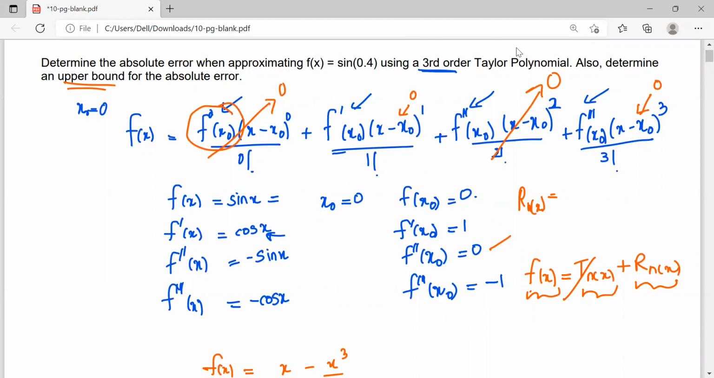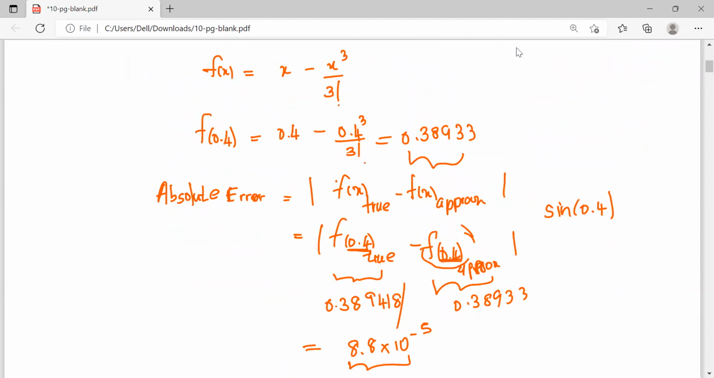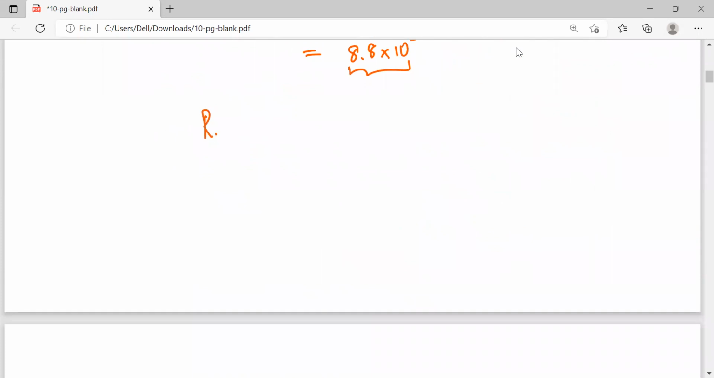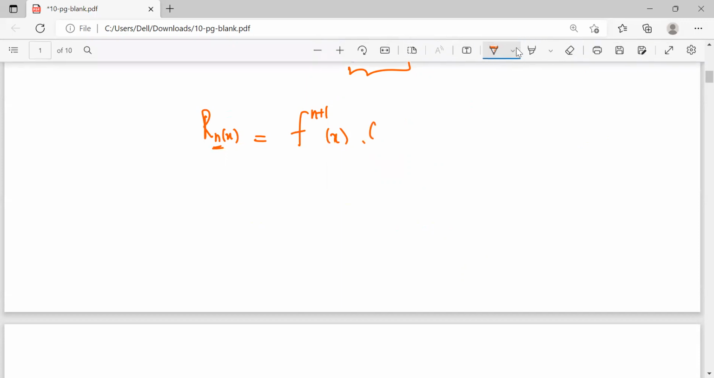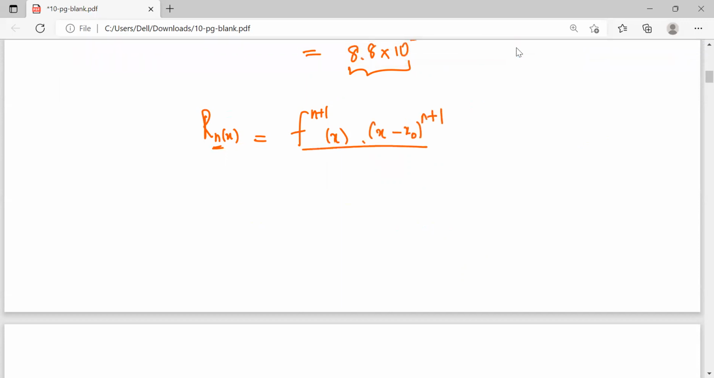So for that you need to know the equation. Let me write it over here. R_n(x) is equal to f^(n+1), the function f derived up to the order of n plus 1, times (x minus x naught) to the power n plus 1, divided by n plus 1 factorial. If you are getting an nth order Taylor polynomial, that is the form.